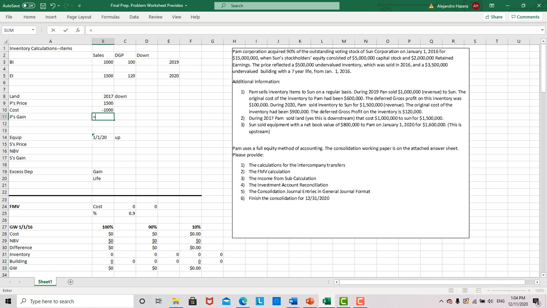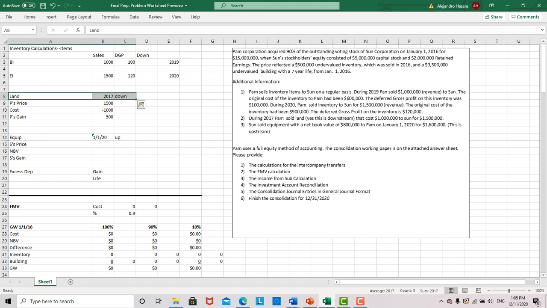So the gain is $500,000. Okay, and so you don't have to worry about depreciation. It's land, but be aware that there's two items that took place before this year, two intercompany transfers. The beginning inventory right there, and then this land transfer.